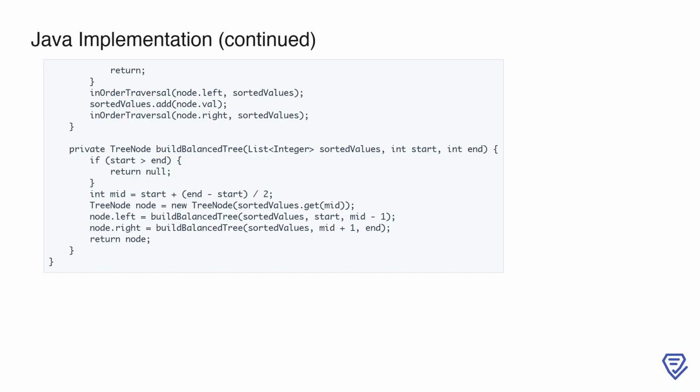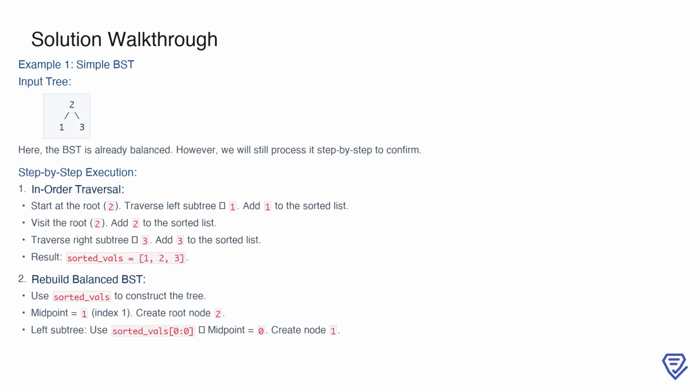This recursive process ensures that the tree remains height balanced as we build it from the sorted values. Here, we start by analyzing a simple binary search tree where the root is 2, and it has 2 children, 1 on the left and 3 on the right. This tree is already balanced, but we will still follow the algorithm to confirm.